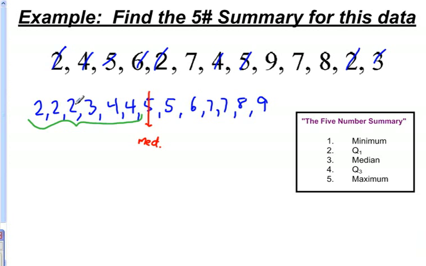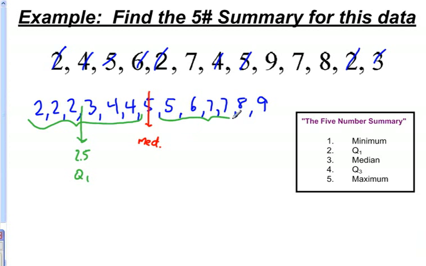So I see 2, 2, 2. And on this side, 4, 4, 3. It looks like the median would fall right here in the middle of 2 and 3, which means, again, remember, I need to find the average of 2 and 3, which will be 2.5. That's the median of the lower half. That is called Q1.